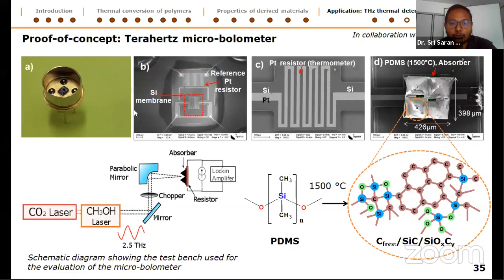So I would like to show you, this is a platinum thermometer. On the top of this, we placed our pyramidal absorber, you can see. And this consists of this PDMS derived material.